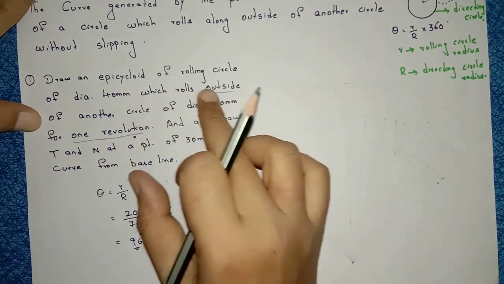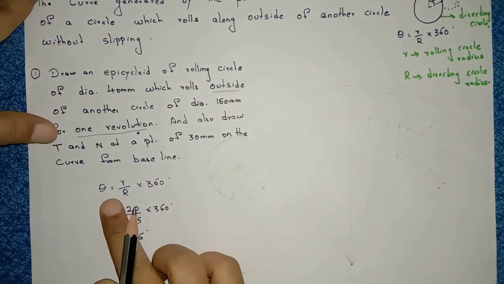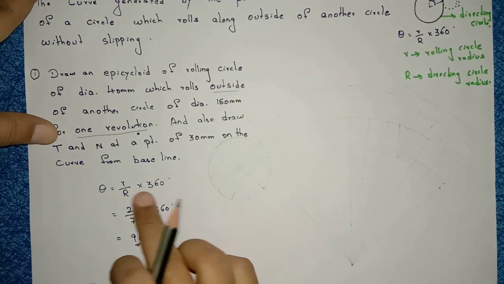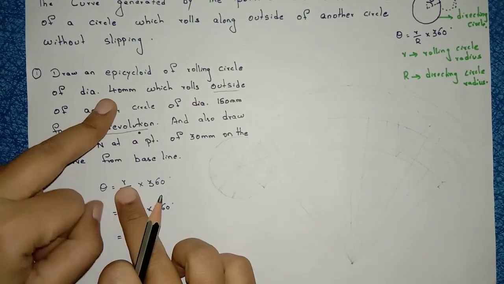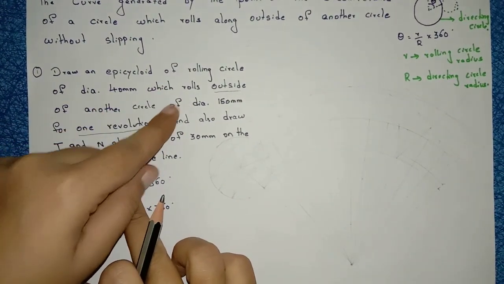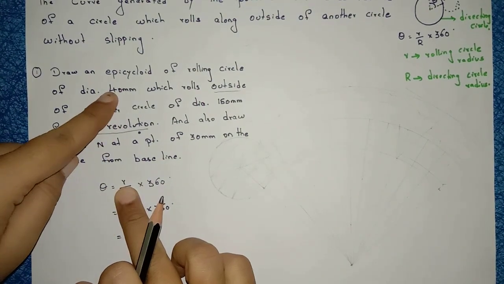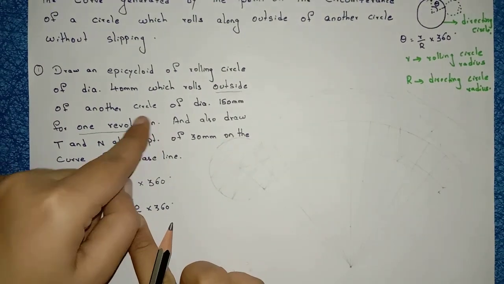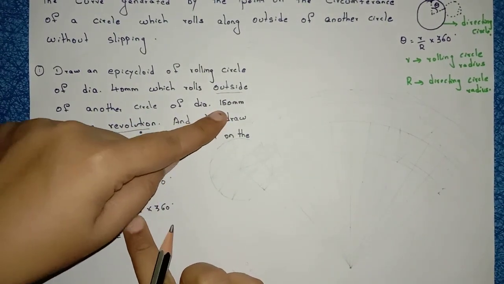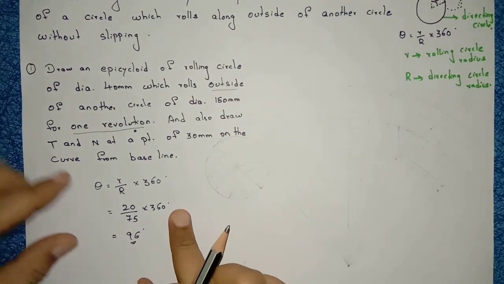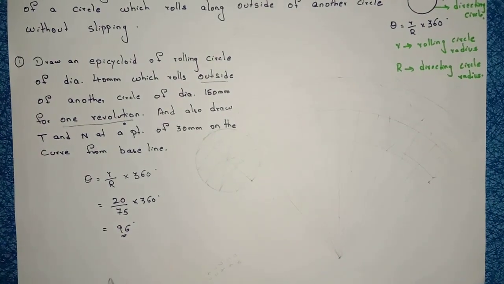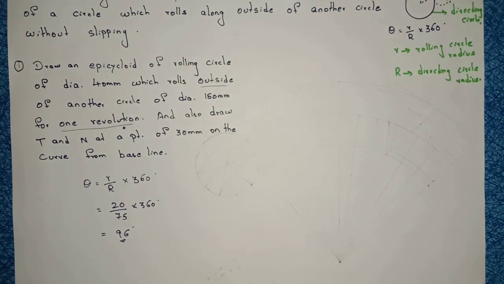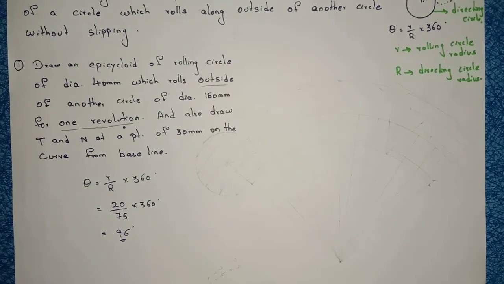So in order to construct an epicycloid, first of all you have to find the theta value. Theta equals small r by capital R into 360 degrees. Small r is the radius of this rolling circle. The rolling circle diameter is 40, so the radius will be 20, by capital R: diameter is 150, so the radius is 75, into 360 degrees. If you calculate, you will get 96 degrees. First of all, you should calculate the theta value in epicycloids, right?